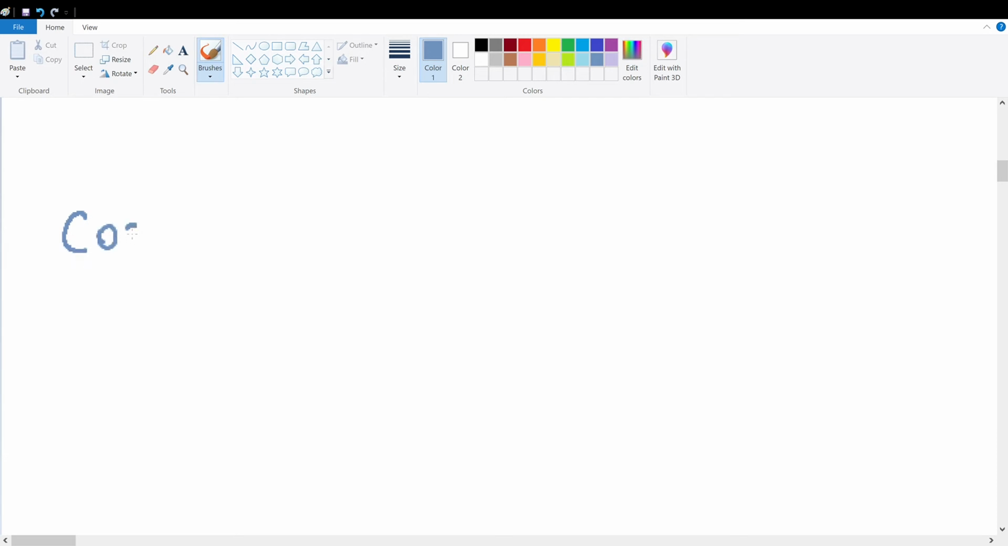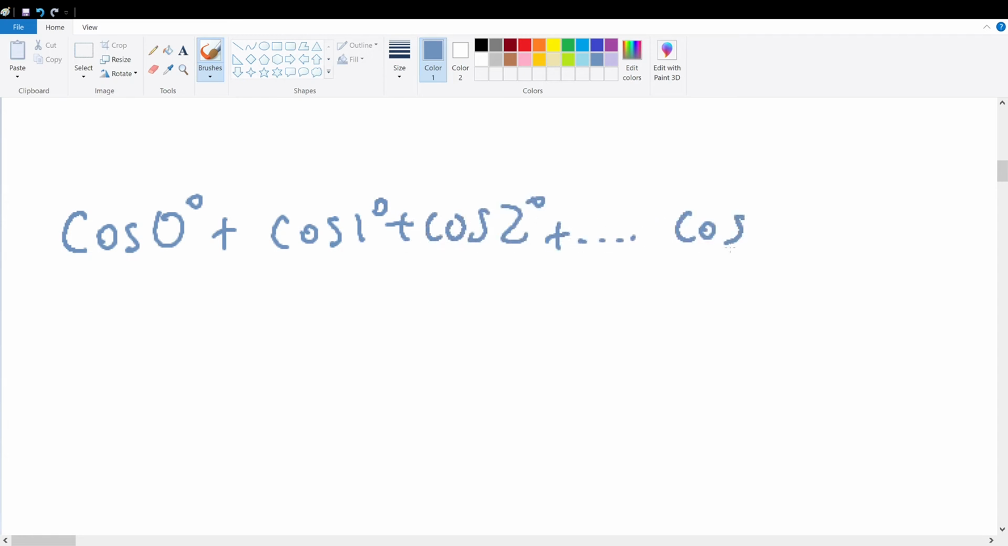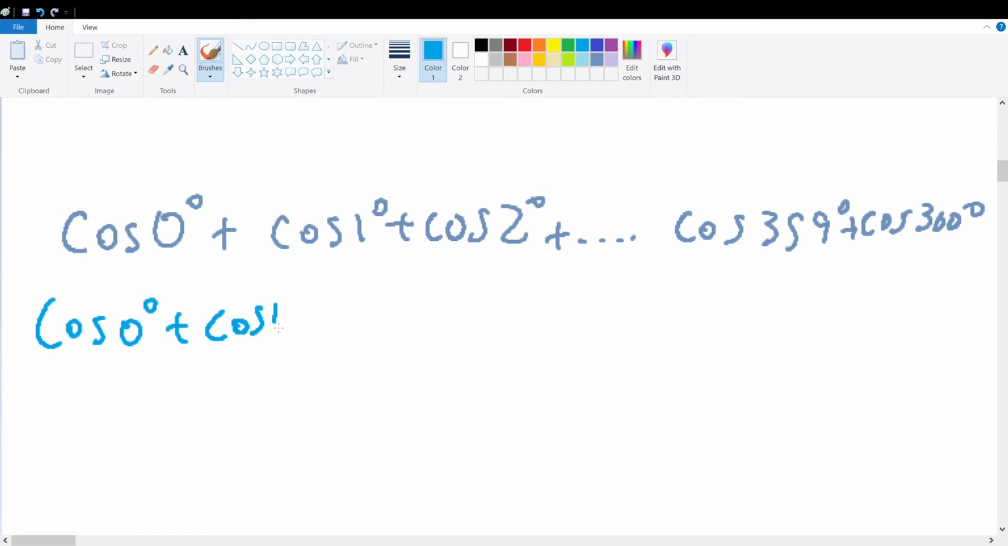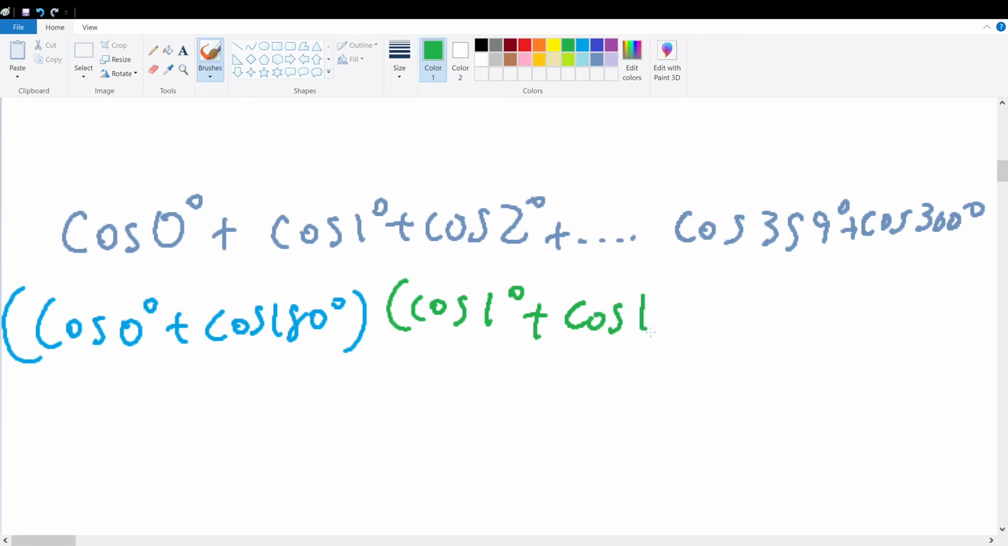We know that this series, we just write it out. The first few terms are cosine 0 plus cosine 1 plus cosine 2, all the way to cosine 359 and cosine 360. So how do we solve this? First of all, we could group it. We could group cosine 0 and cosine 180 together, and we could also group cosine 1 and cosine 181 together.